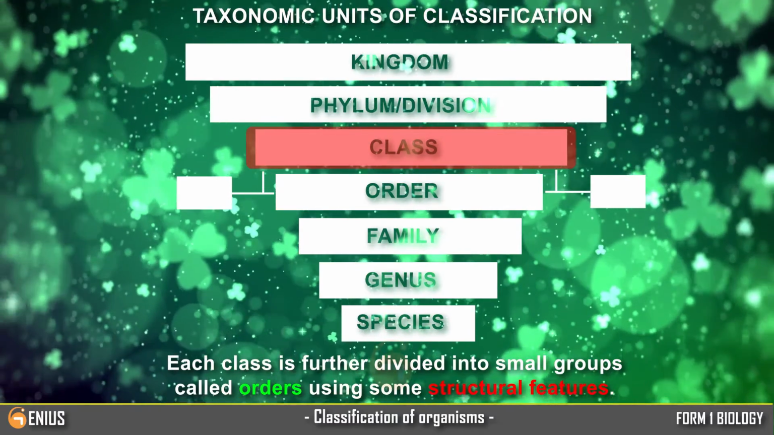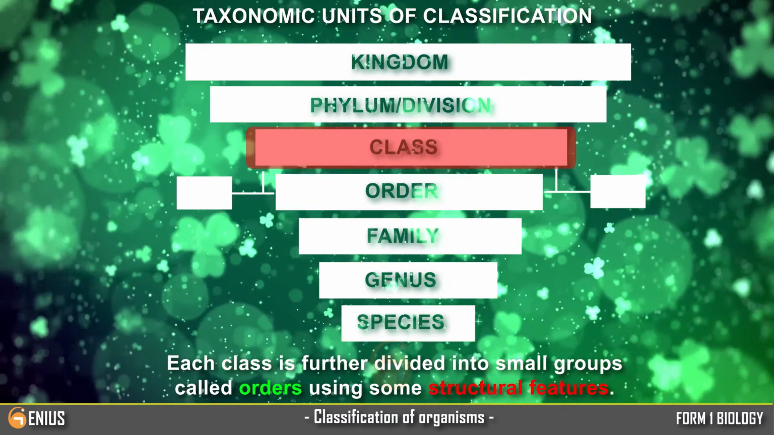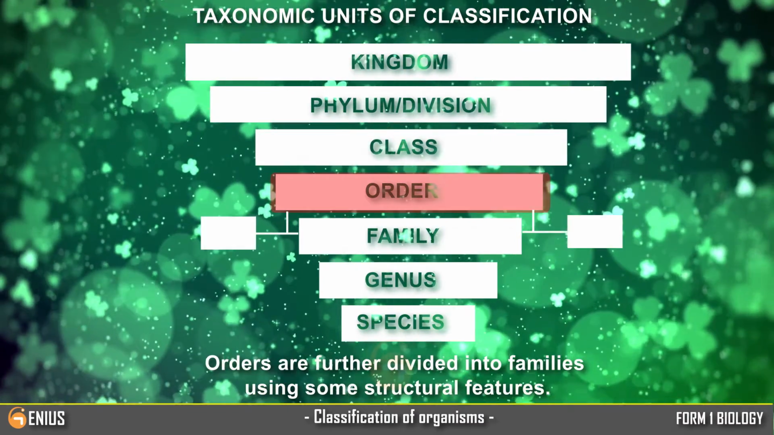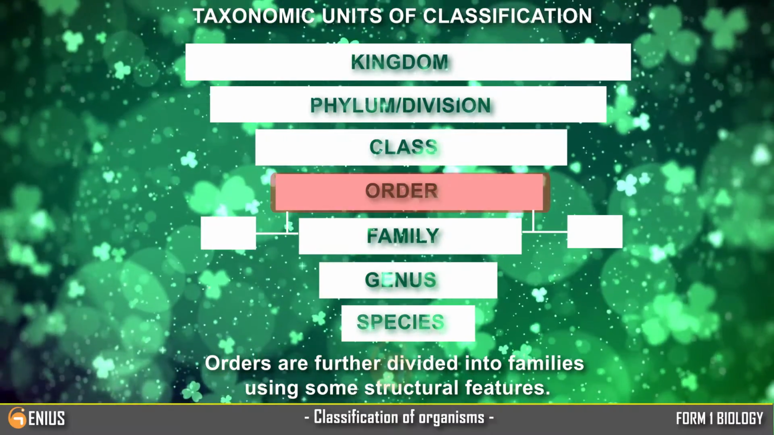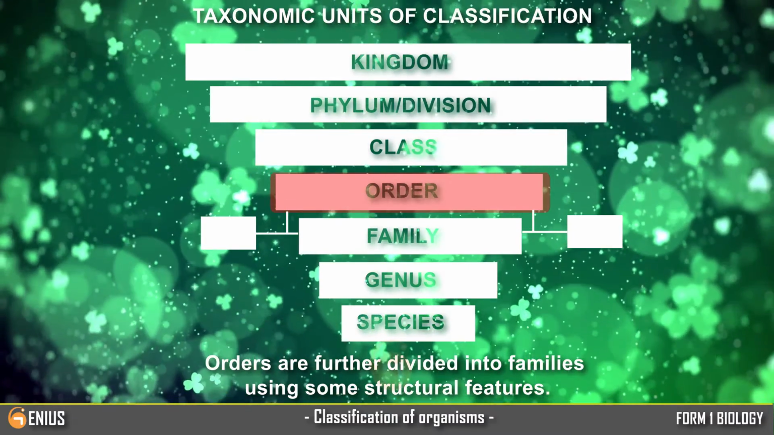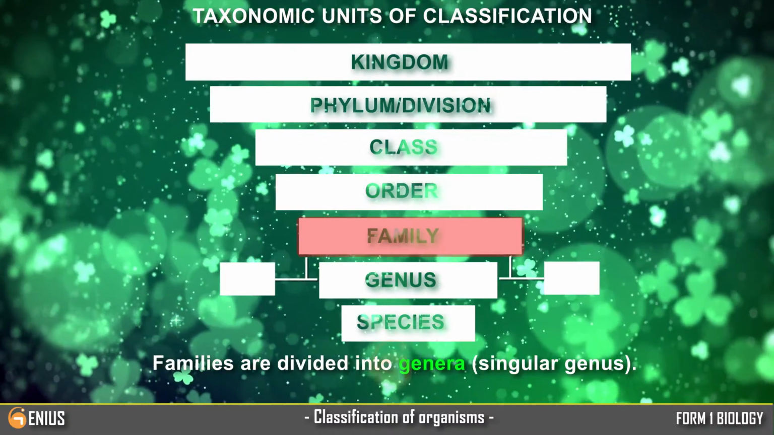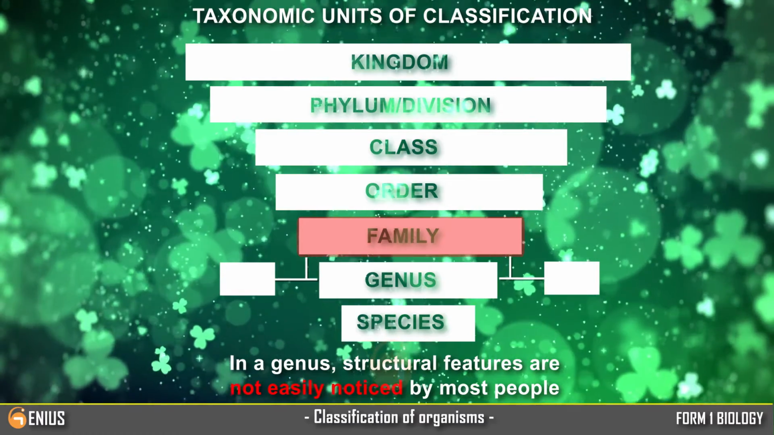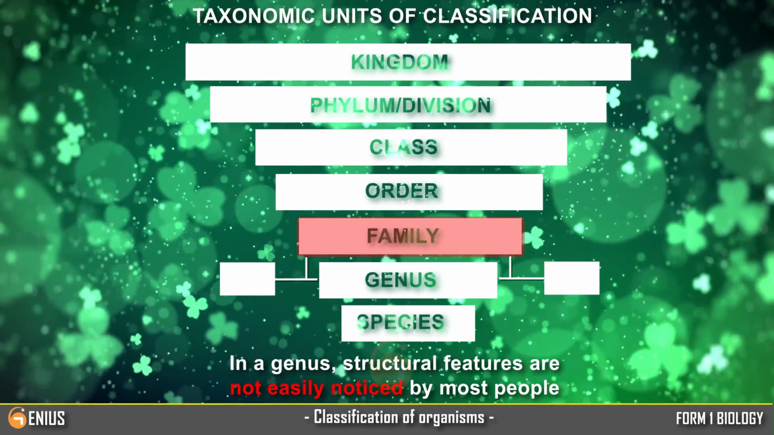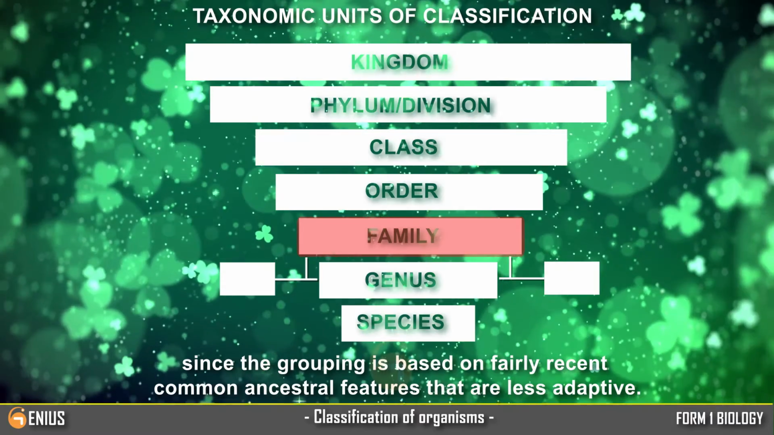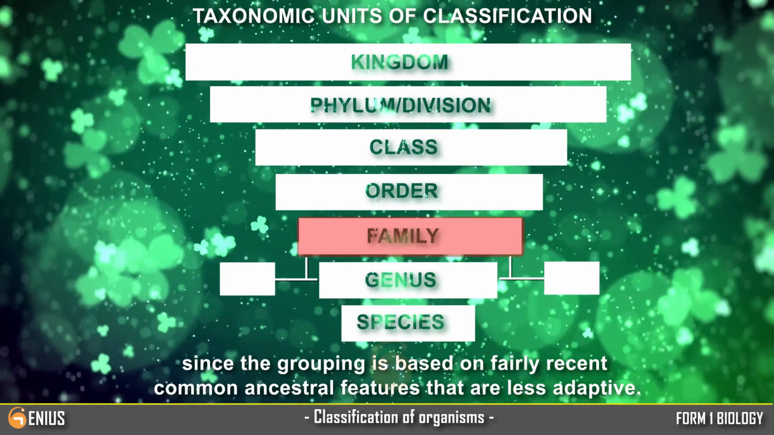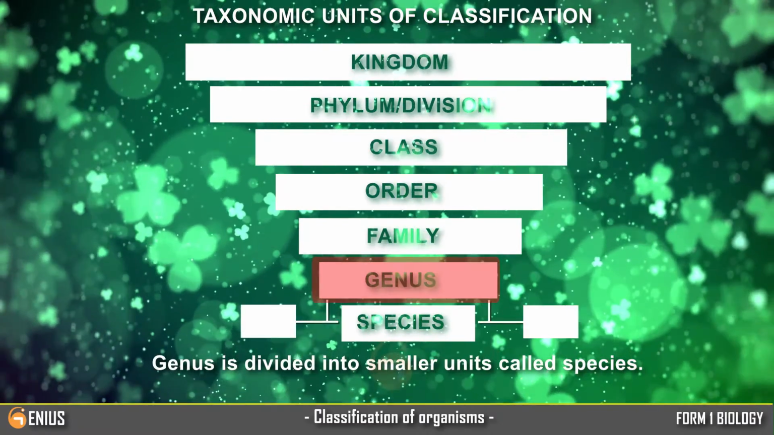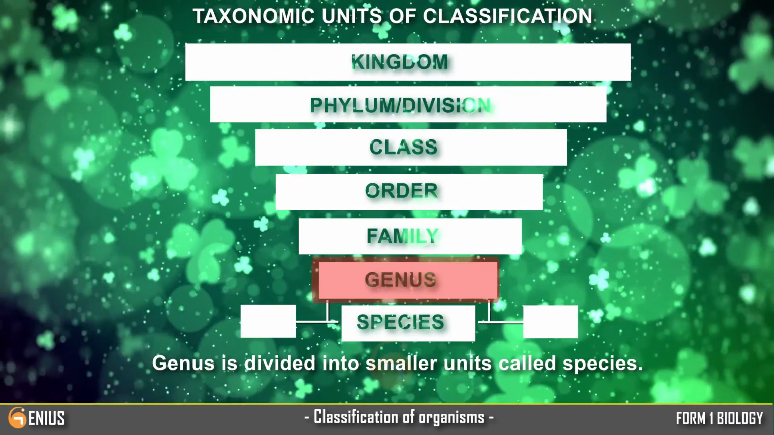Each class is further divided into small groups called orders using some structural features. Orders are further divided into families using some structural features. Families are divided into genera, singular genus. In a genus, structural features are not easily noticed by most people since the grouping is based on fairly recent common ancestral features that are less adaptive. Genus is divided into smaller units called species.